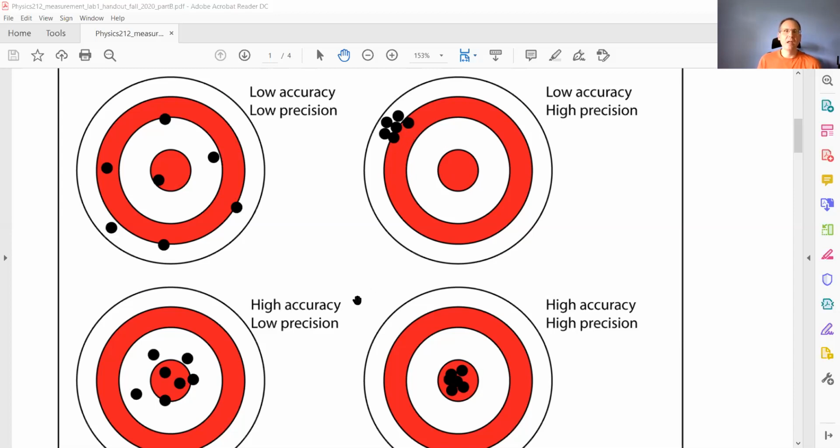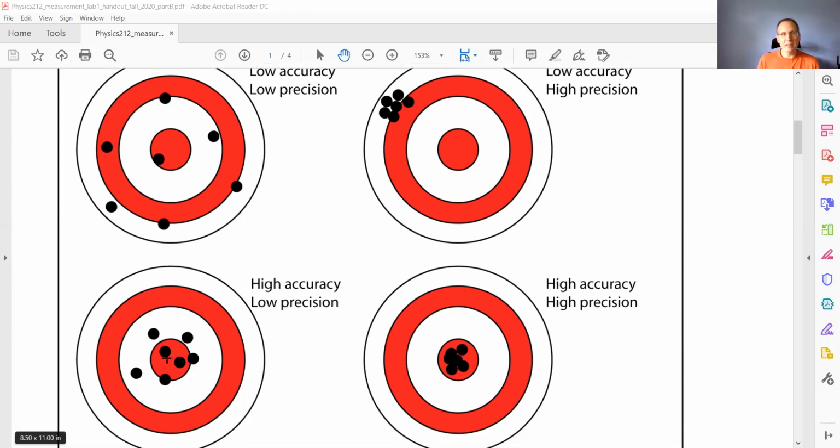So high precision. In the bottom left, this would be high accuracy because the average is pretty much right in the center, but low precision because there's still a lot of variability, right? They're not clustered very well. And then finally, sort of maybe the best case would be high accuracy where the average is right in the center of the bullseye and they're all clustered. There's not a lot of variability. They're really tight. All the values are nearly the same. So that would also be high precision. So high accuracy and high precision.